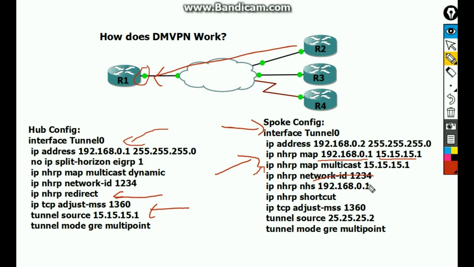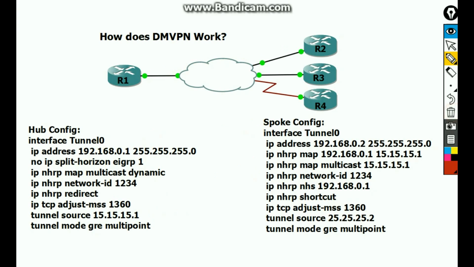The whole network ID thing, well, again, that needs to match what the hub has. This is where we say 192.168.0.1, which is the tunnel IP address of the hub. That is the next hop server. You can see right there, NHS, that stands for next hop server. And then the line below it, IP NHRP shortcut, that is what needs to be on all spokes, so these spokes can talk to other spokes directly.